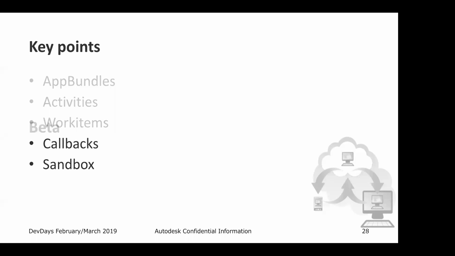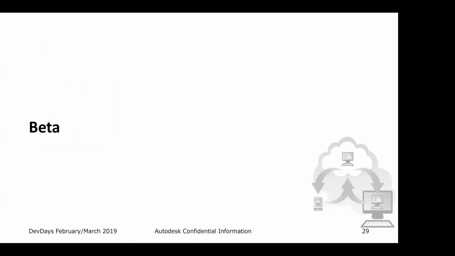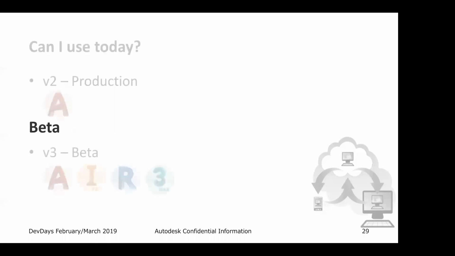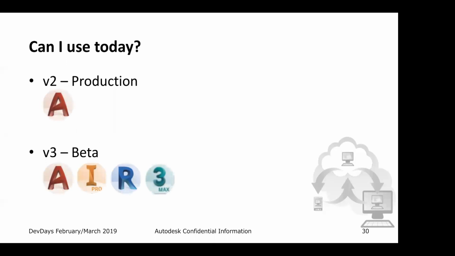So as I said, Design Automation version 3 is still running in beta, and there are a few considerations about that. Version 3 is in beta, but version 2 is in production, right? Version 2 supports AutoCAD, and version 3 supports AutoCAD, Inventor, Revit, and 3ds Max. Well, it is in beta, but you can use it, and we actually want you to use it so we can properly dimension and scale our servers.